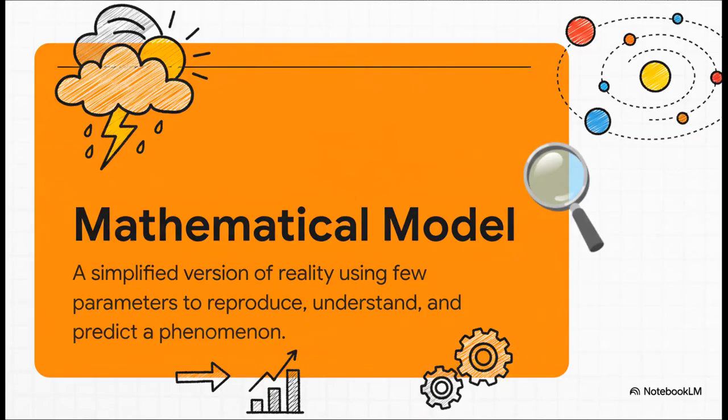So, what is a mathematical model? Well, think about a weather forecast, right? Or maybe a model of the solar system. It's basically a simplified version of reality. It takes just a few key factors, a few parameters, and uses them to try and predict what's going to happen. It's not reality itself, of course, but it's a really, really useful sketch.